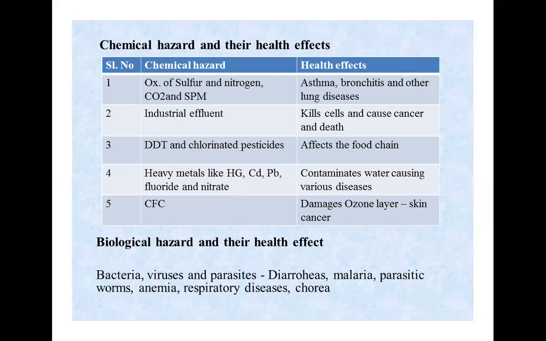Chemical hazards and their health effects. Oxides of sulfur and nitrogen, carbon dioxide and SPM can cause asthma, bronchitis and other lung diseases. Industrial effluents kill cells and cause cancer and death. DDT and fluorinated pesticides affect the food chain. Heavy metals like Hg, Cd, Pb, fluoride and nitrate contaminate water, causing various diseases. CFC damages the ozone layer, causing skin cancer.